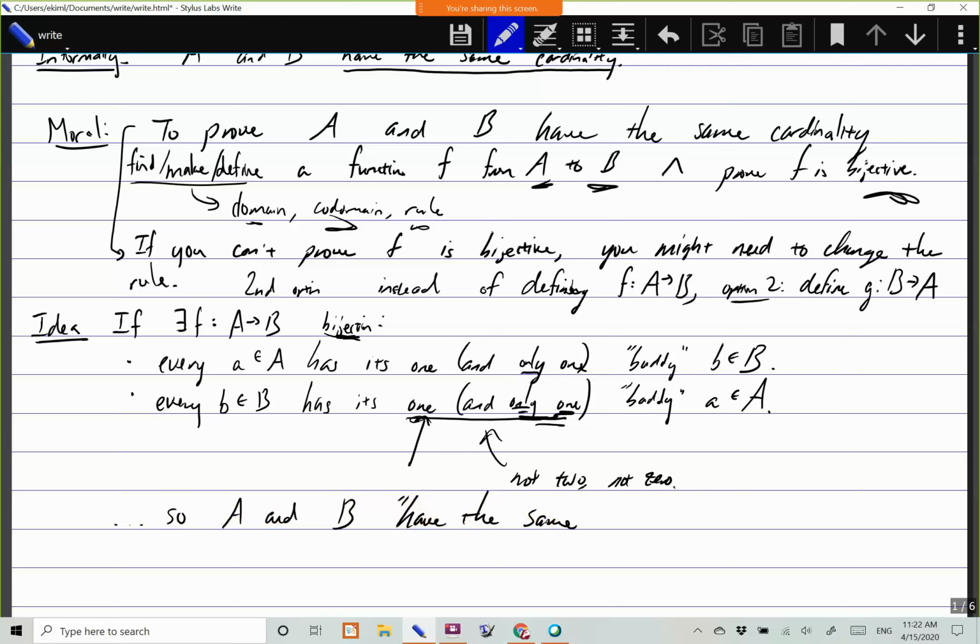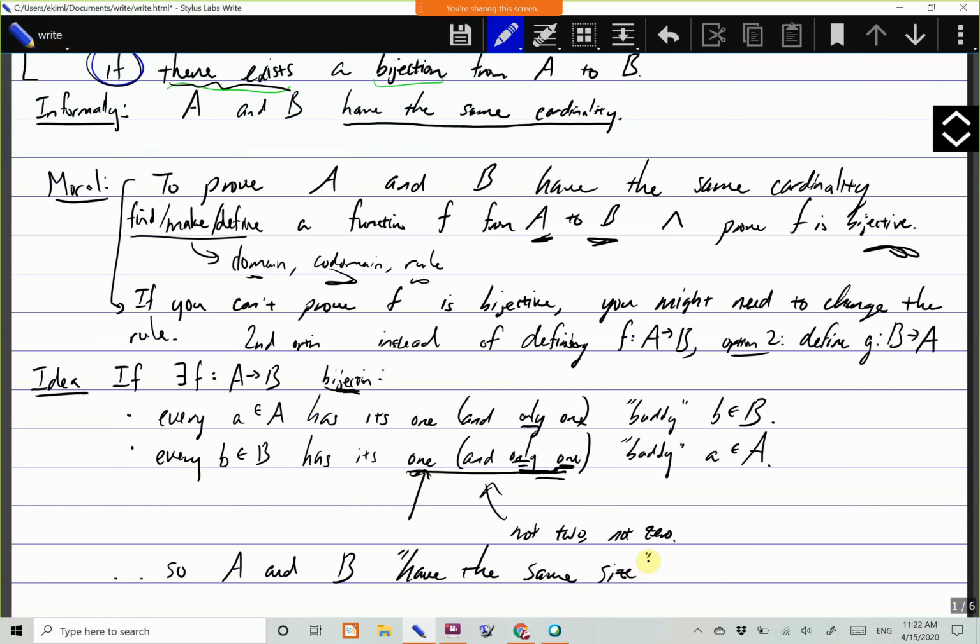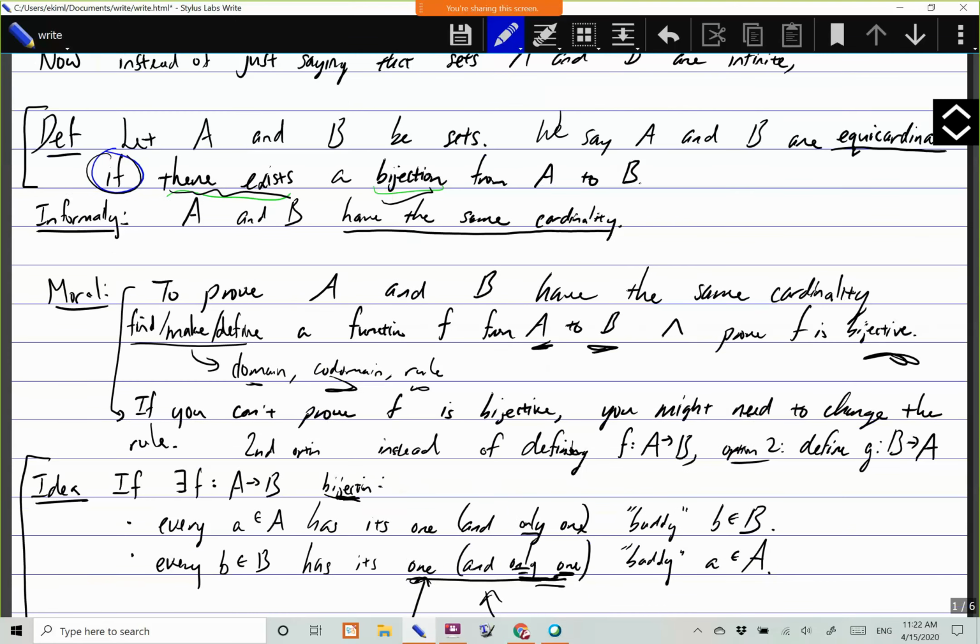I put "have the same size" in quotes because we have formal language for this about cardinality and so on. But I hope this general idea, talking through what a bijective function really does for you, makes sense. If you can find a bijection, so the rule is good and you can prove that you have a bijection, it makes sense that the domain and the codomain of this bijective function should be considered to have the same cardinality. Hope that works for everyone.